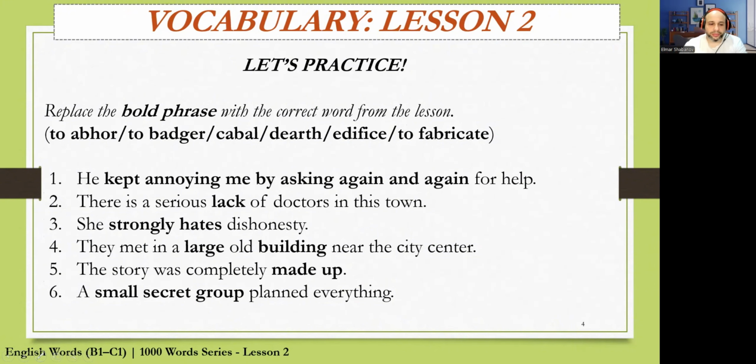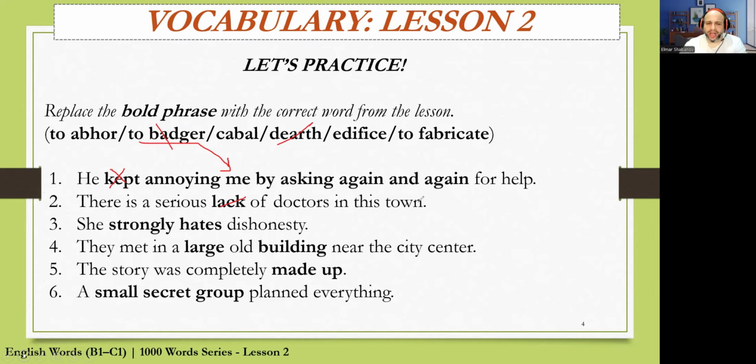So number one, he kept annoying me by asking again and again for help. Okay, he kept badgering me for help. Or we can remove kept and we can say he badgered me for help. Okay, so this is gone. Number two, there is a serious lack of doctors in this town. There is a serious dearth of doctors in this town.